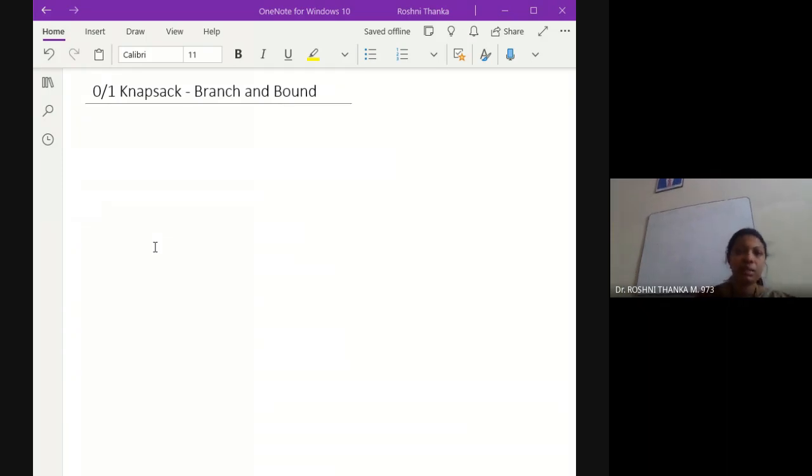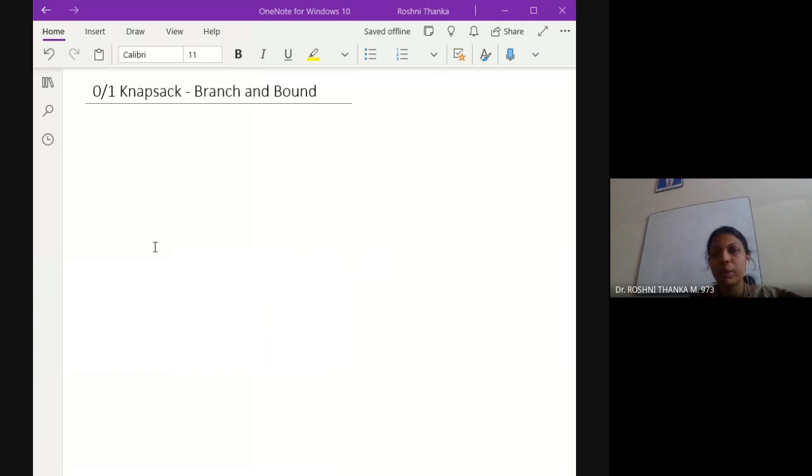Okay, let me take an example. You all already know what 0/1 knapsack is. We want to fill the knapsack, and 0/1 means either you have to take the object completely, or else you should not take it. So that is why we call it 0/1. It is not fractional. And one more thing is that branch and bound is generally used for minimization problems.